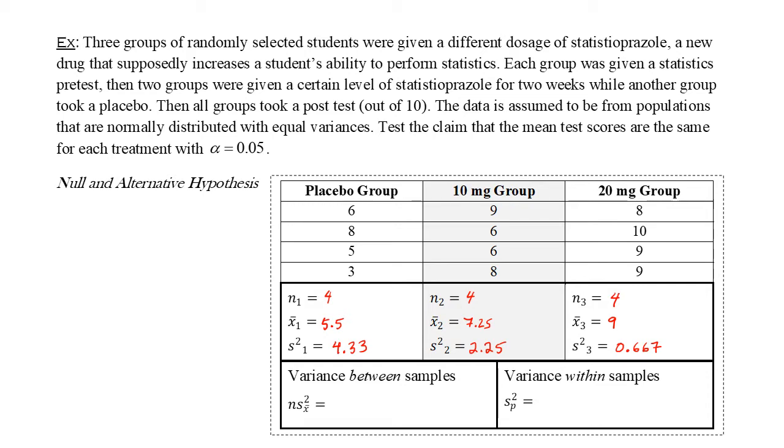Anyways, so what is the null hypothesis and alternative hypothesis? Remember, the null hypothesis will be that the three means are equal to each other. And the alternative hypothesis is that one of the means is different.